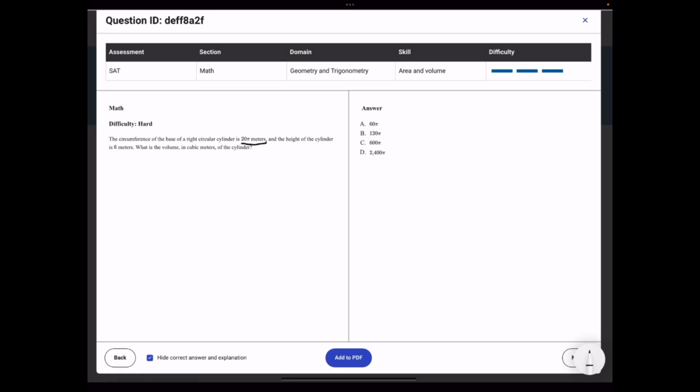We've got another area and volume question. We've got a right circular cylinder with a circumference of 20 pi and the height is 6 meters. What is the volume of the cylinder?